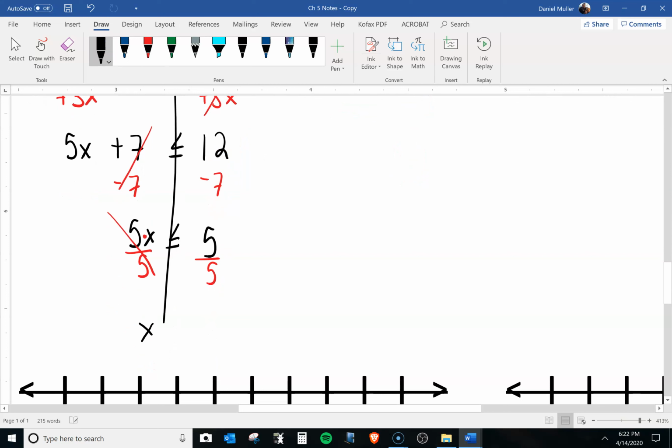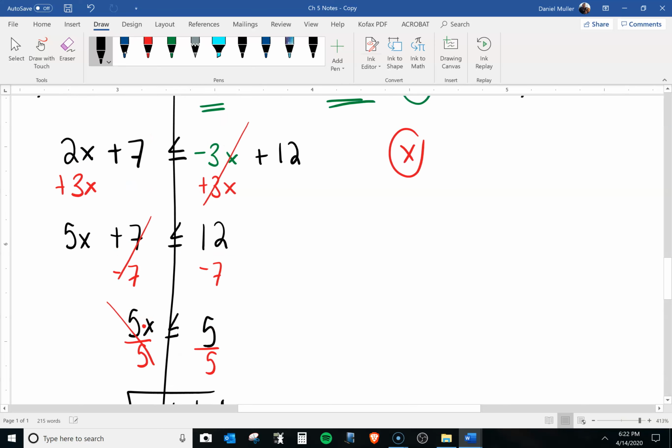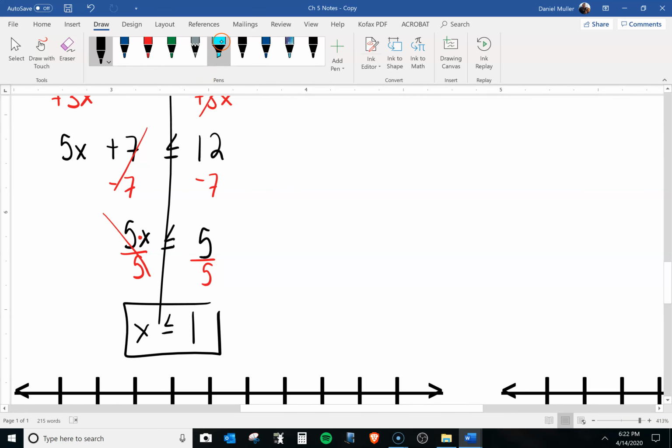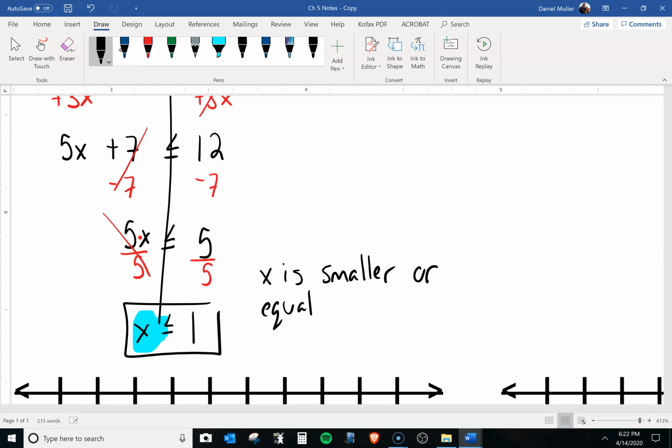And I've got x is less than or equal to 5 over 5, which is 1. So, and I said it there a little too quickly. I need to write down what that is as a sentence. So x is on the smaller pointy side. So x is smaller or equal to 1.